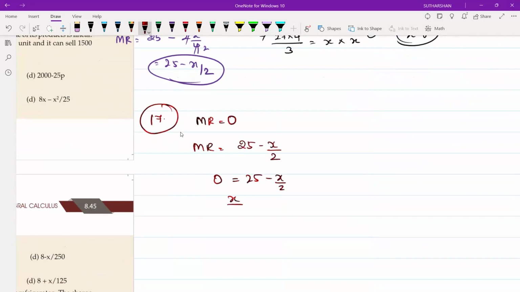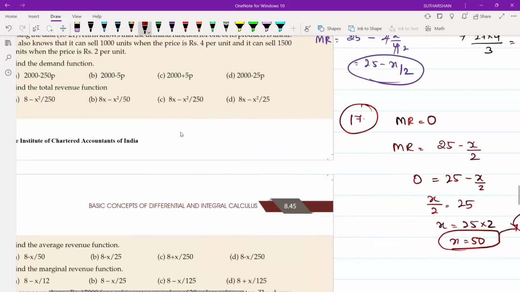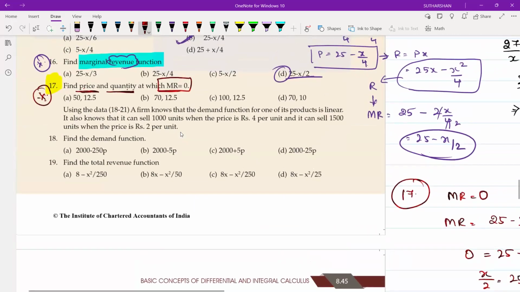x/2 will move to this side. It will become 25. Then x = 25 into 2, so x = 50. This x = 50 is nothing but your quantity, that is the output. Are you able to understand? Okay, I have only one option for this, that is 50. For understanding purposes, I can easily choose option A as my answer.